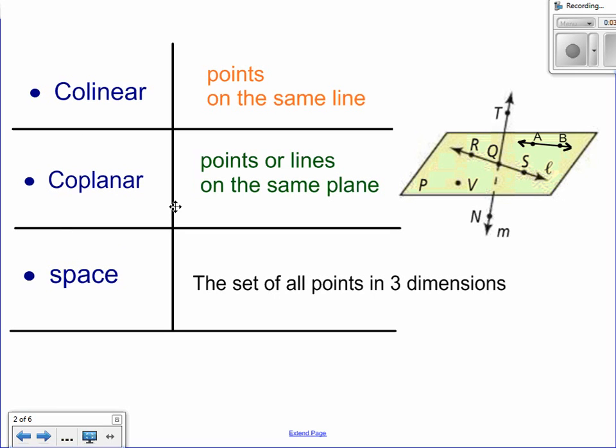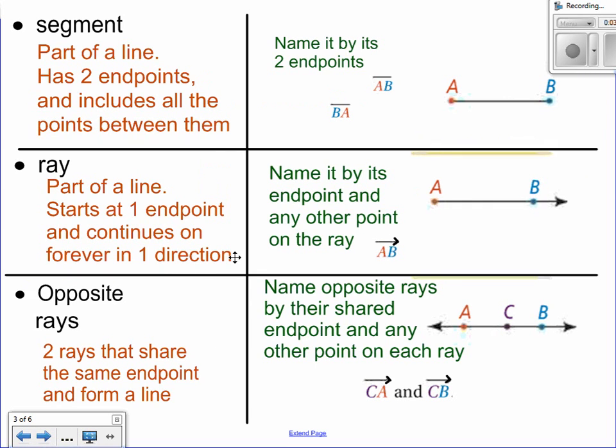So, have you got these all down? I'm about to change screens again. 3 more vocabulary words: segment, ray, and opposite rays. A segment is a piece of line, like you chop the line off. It has 2 endpoints and includes all the points in between them, but none beyond them.